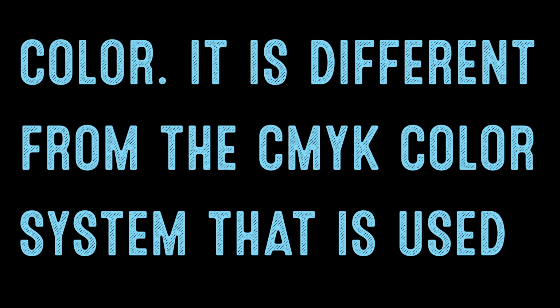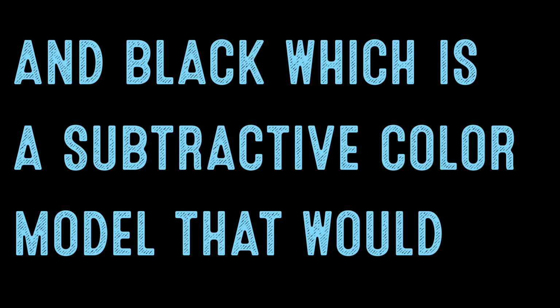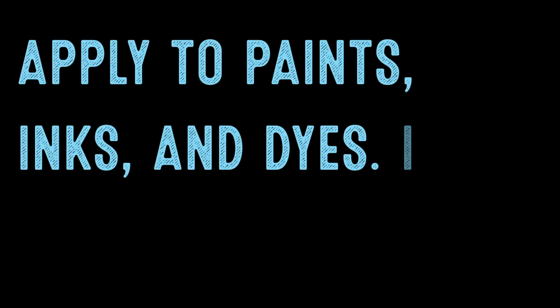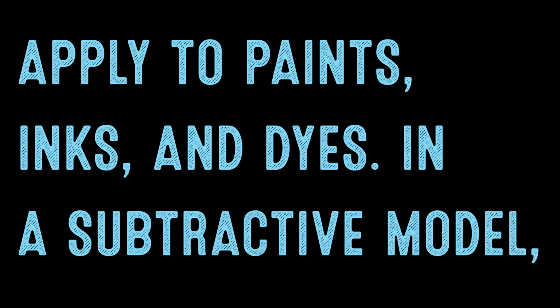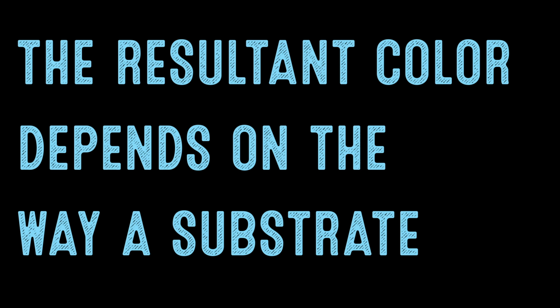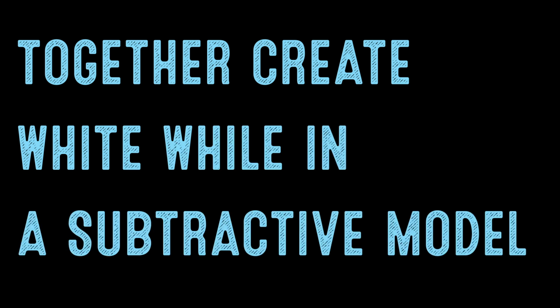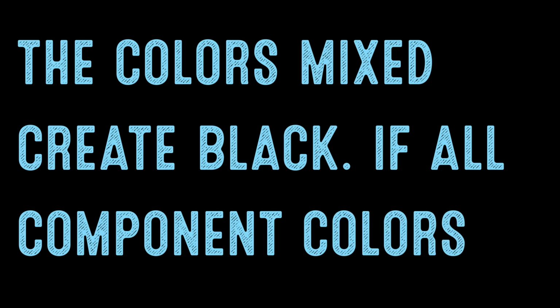It is different from the CMYK color system that is used for print that represents cyan, magenta, yellow, and black, which is a subtractive color model that would apply to paints, inks, and dyes. In a subtractive model, the resultant color depends on the way a substrate reflects the light. In an additive model, the colors combined together create white, while in a subtractive model, the colors mixed create black.